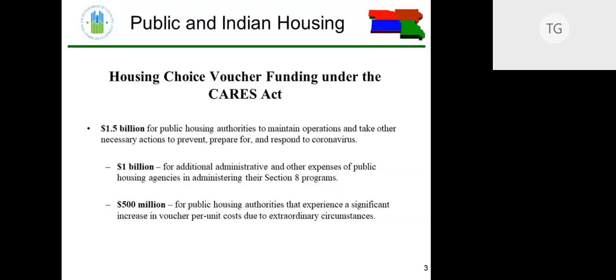The CARES Act provides $1.5 billion for the Housing Choice Voucher Program. Of that, $1 billion is for additional administrative expenses in administering Section 8 programs. $500 million is for PHAs that experience a significant increase in voucher costs. Since rent is based on income, many families will be paying less rent and the PHAs will be paying more. In addition, a recertification is necessary to change rents. HUD expects that housing authorities will have many recertifications as program participants lose their income due to COVID-19.